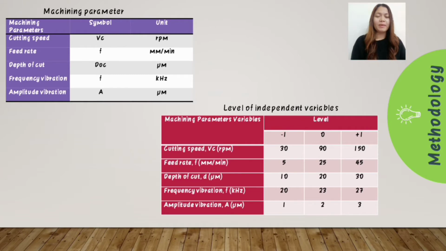This is the machining parameter that I use in this experimental test. There are 5 parameters, which are cutting speed, feed rate, depth of cut, vibration frequency, and vibration amplitude, where the slurry concentration is fixed at 10%. These are the levels of the independent variables of the machining parameters. There are 3 levels.